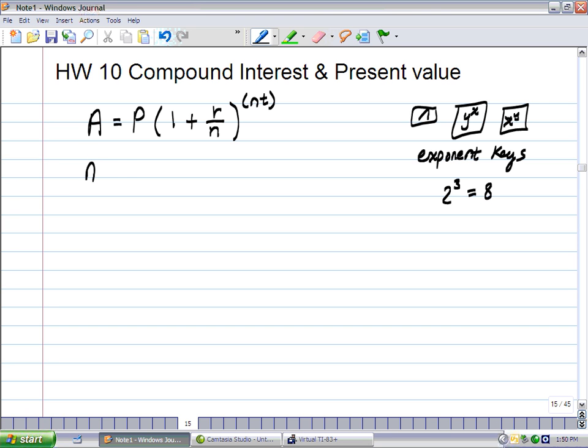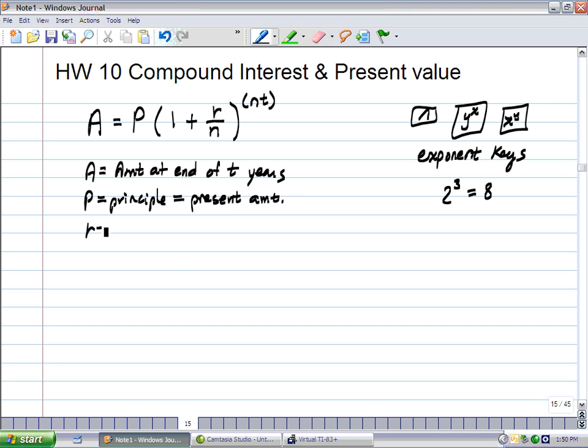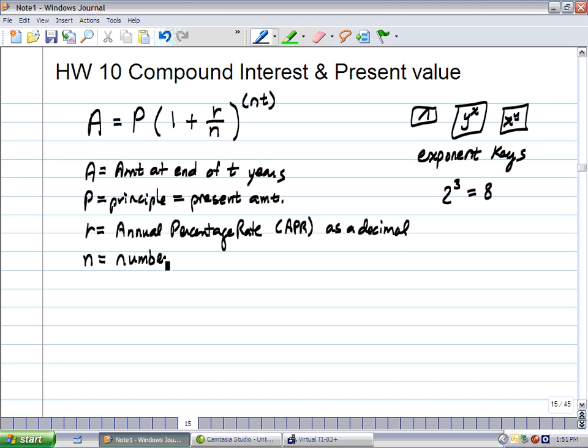Okay. In this formula, A is the amount at the end of T years. P is the principal, or the present amount. R is the annual percentage rate, sometimes called APR, and it's got to be a decimal. So convert it to a decimal. N is the number of compoundings per year. I did mention up here that T is the number of years, but perhaps I should stick it in the list so we know that T is years.